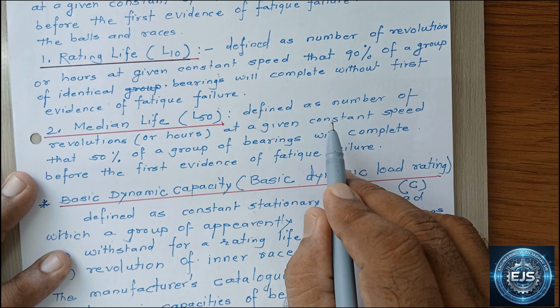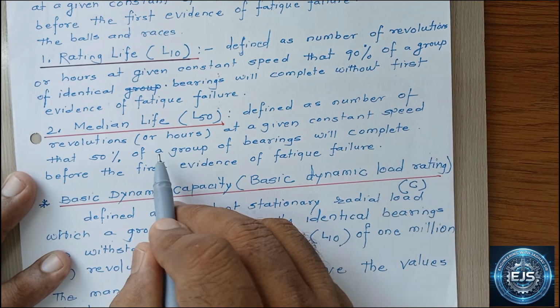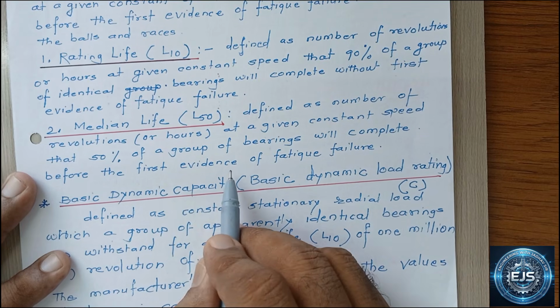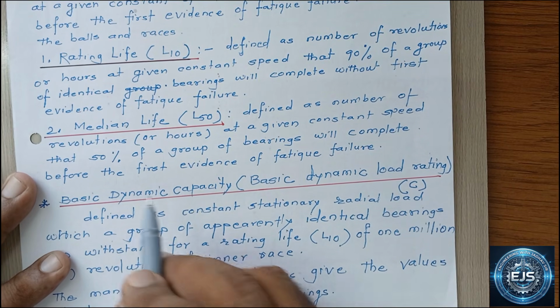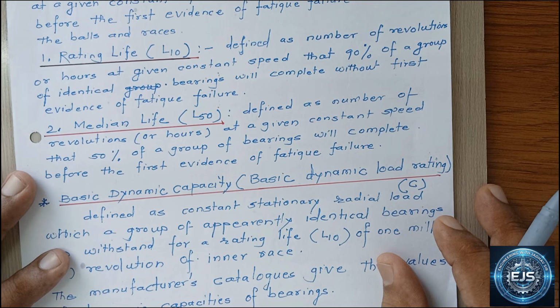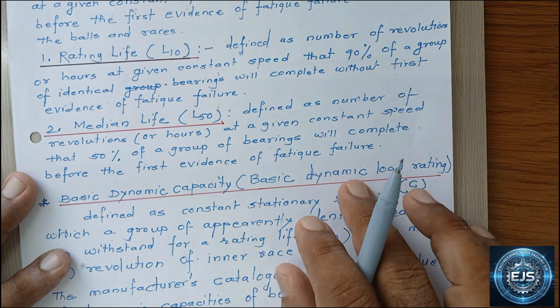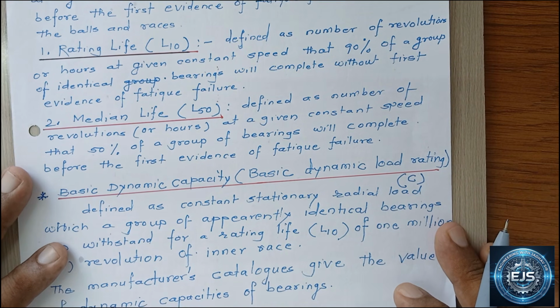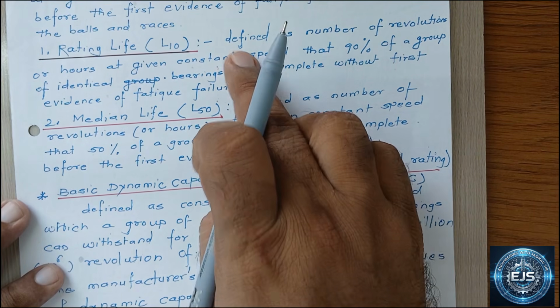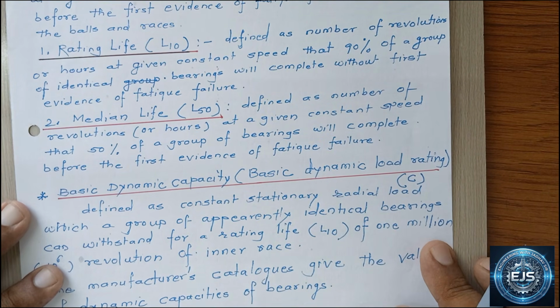So L50 life, or median life, is defined as the number of revolutions or hours of service that 50% of a group of bearings will complete before the first evidence of fatigue failure. जितने बेरिंग हैं उसमें से 50% बेरिंग कितने रेवोल्यूशंस या कितने आवर्स का सर्विस कंप्लीट करेंगे before the first evidence of fatigue failure. That life is called the median life or L50 life of the bearing. So bearing life is L10 life and L50 life.